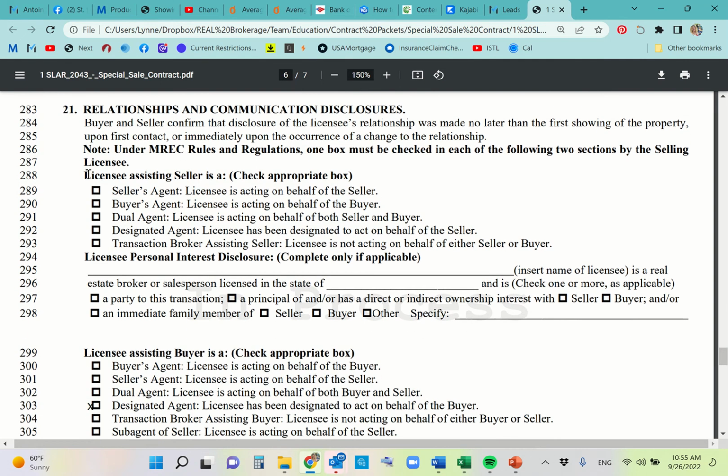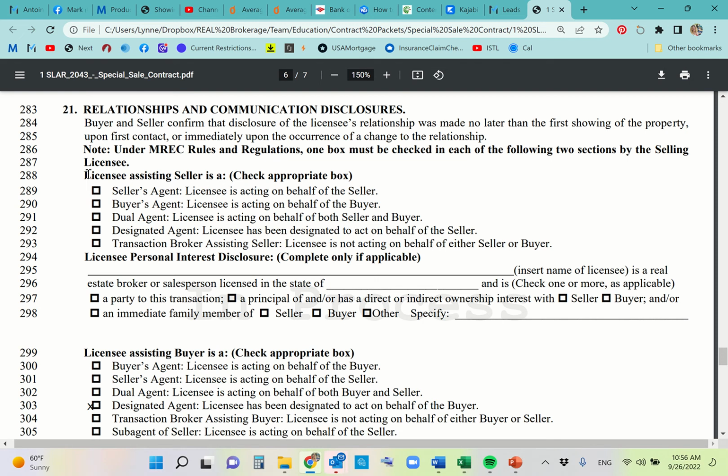So then we're back down to just the relationships and disclosures about agency. In the MLS or from your listing agent, if for some reason it's not on the MLS, you are going to determine the listing agent's role. A lot of times it's dual agent, sometimes it might be seller's agent. I think it might be obvious, although I don't know why they have these boxes here. Might be a buyer's agent, right?